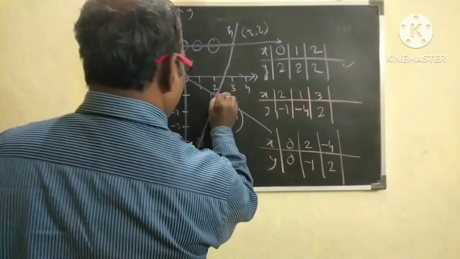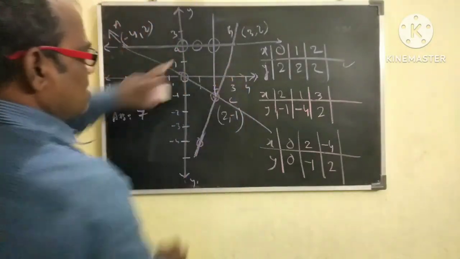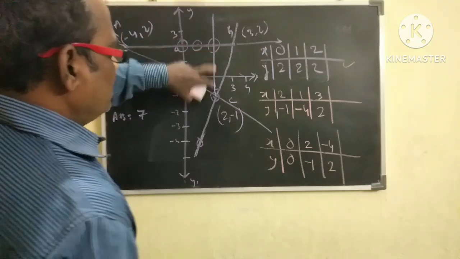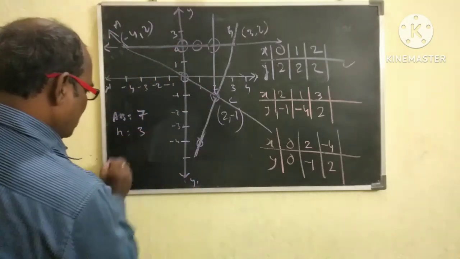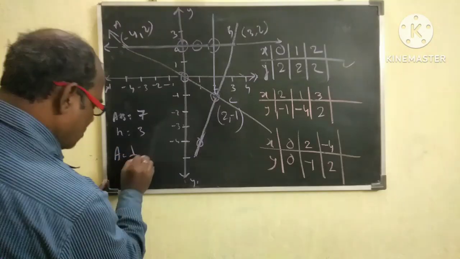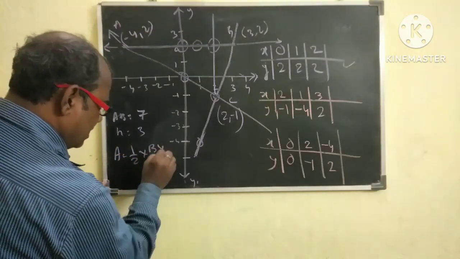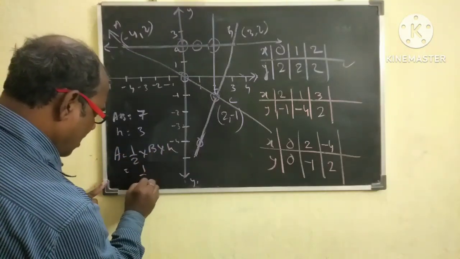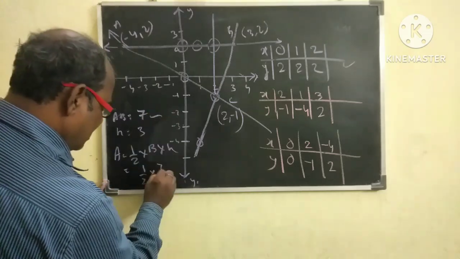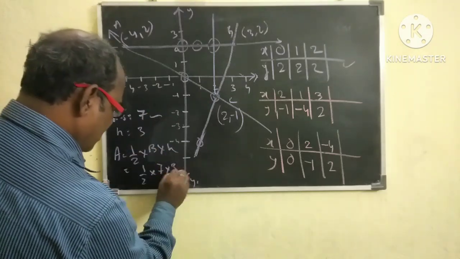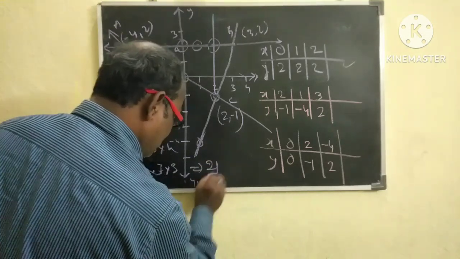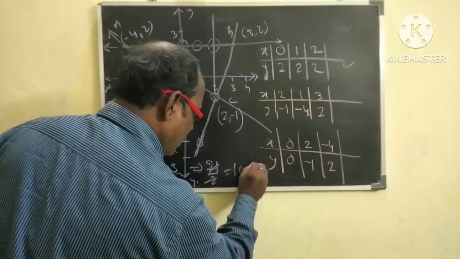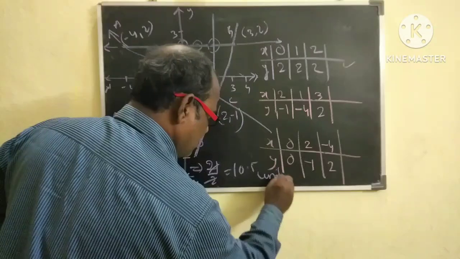Now the perpendicular from here, this distance is 2 and this is 1. So the total height will be 3. So height is equal to 3. So the area of the triangle is equal to half into base into height, equals to half into 7 into 3, which implies 7 times 3 is 21, 21 by 2, this is equal to 10.5 square units.